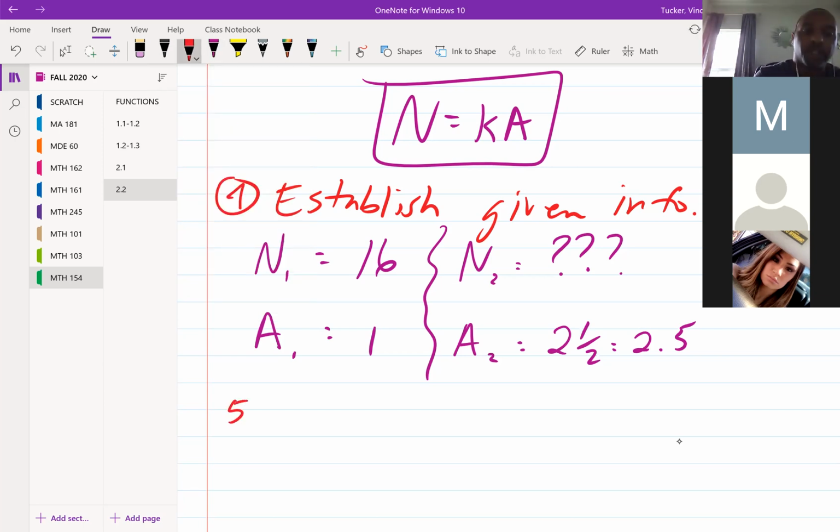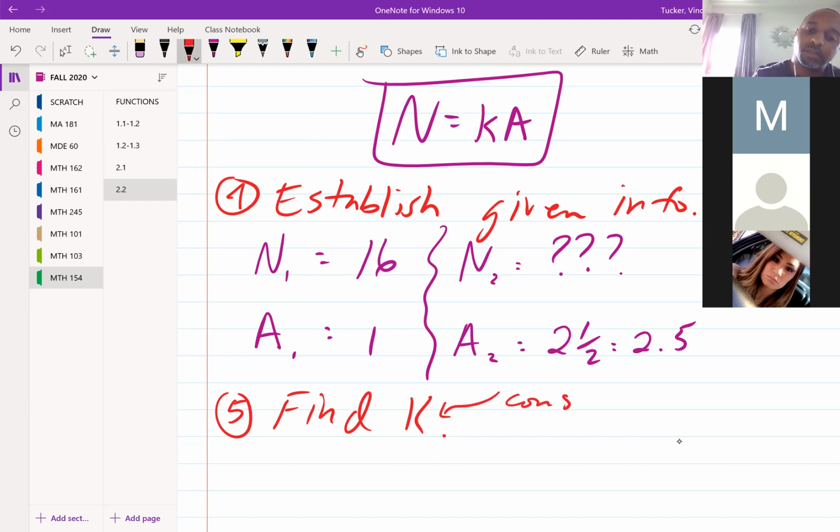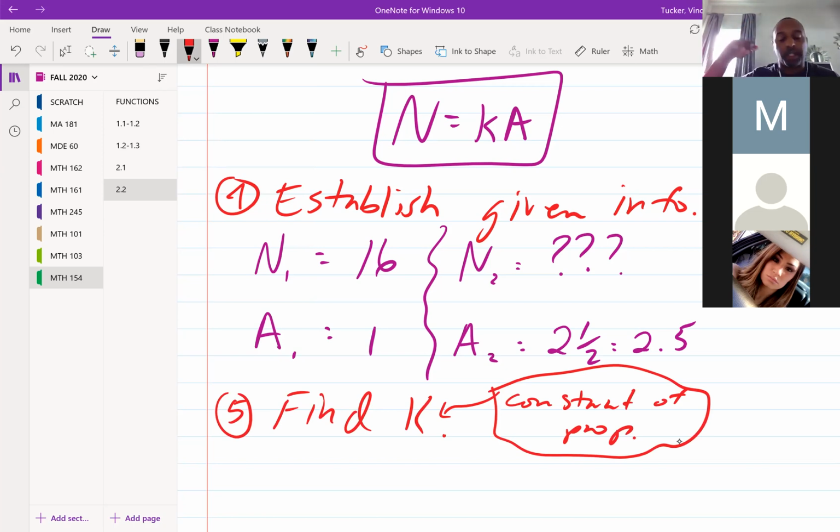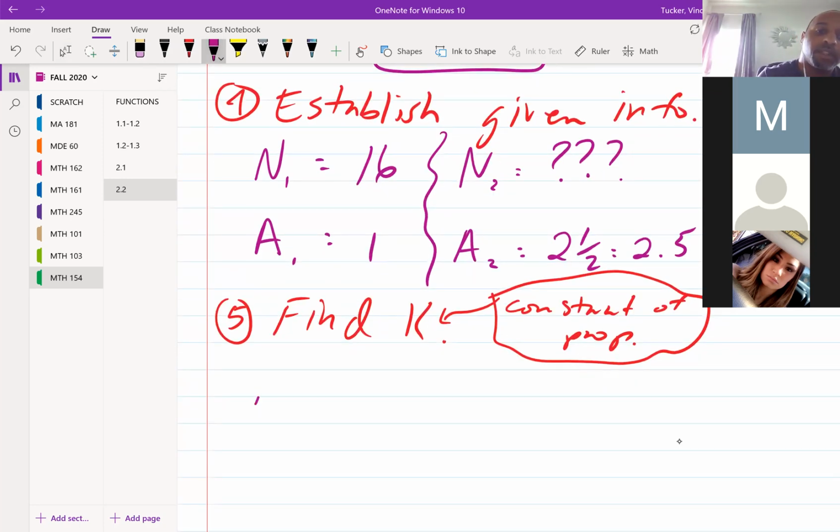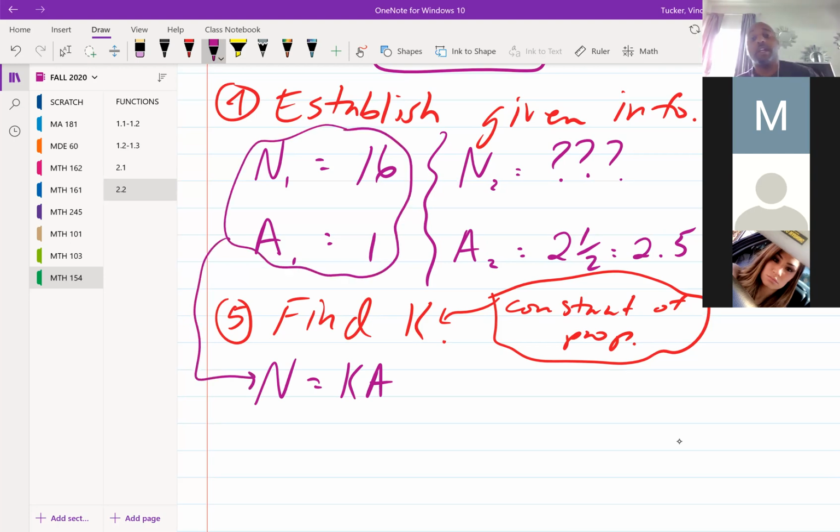All right, so the next step is to find K. The next step is to find the constant of proportionality. So our relationship is N equal to K times A. And what we're going to do is use this first set of information to figure out what K is. Now remember, K is called your constant of proportionality. That means it's going to be constant throughout the whole problem. So once you find K, that's going to stay K. That number will stay the same throughout the problem.